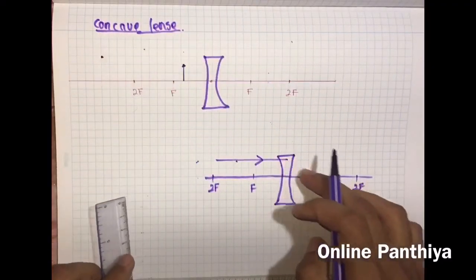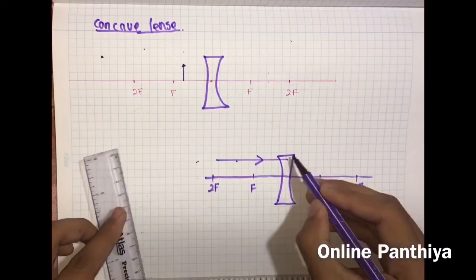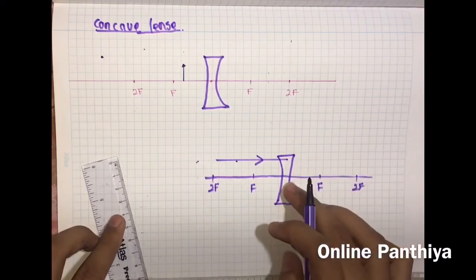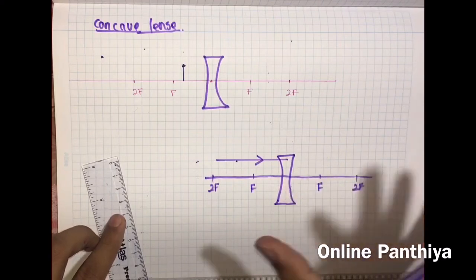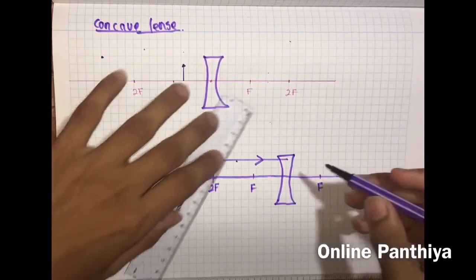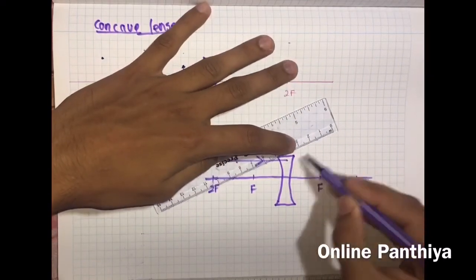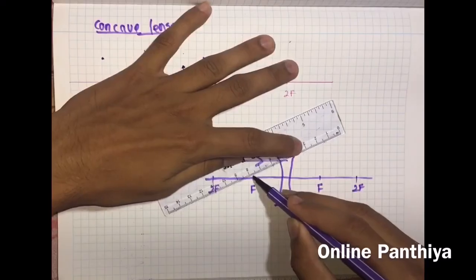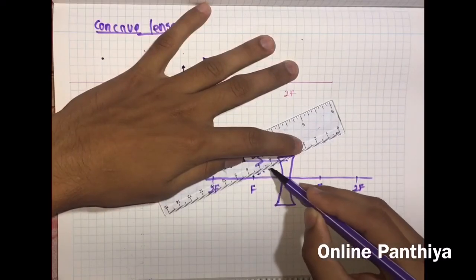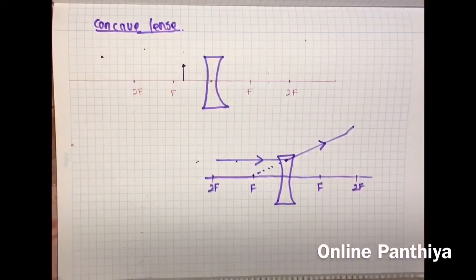Now here when a ray goes parallel, it will not go through F. There is a small change. The change is that when it comes here, since this is a concave lens, it expands, diverges. So when it passes through the lens, it goes as if it is coming from F. Is that part clear? It goes as if it is coming from F. Are you clear with that part?